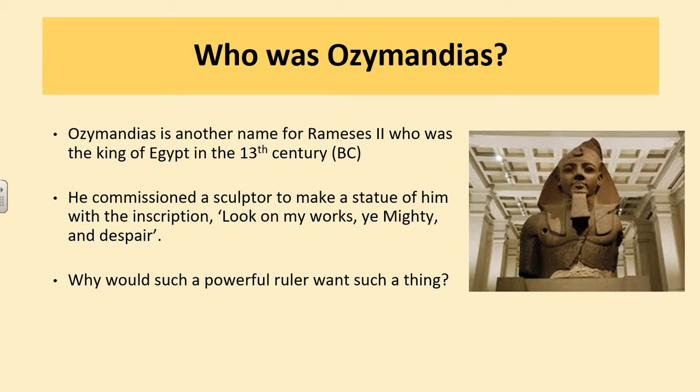So we need to be thinking in the back of our minds while we read this poem, why would such a powerful ruler want a statue made of himself to say these words? What message was he trying to give to people that found, saw, visited this statue?